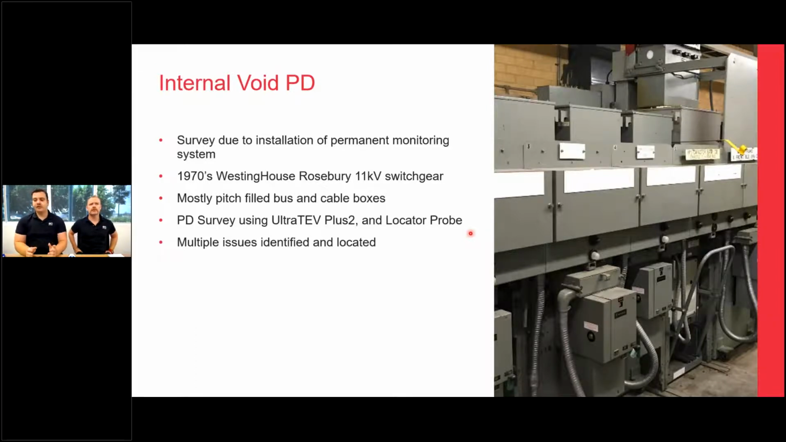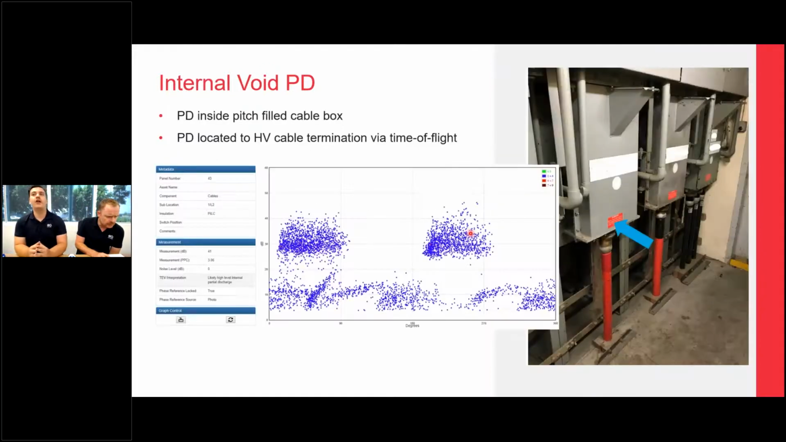What we had found originally was we went along the front of the board and we found lots of different issues. The board had multiple PD defects that we were picking up. On the front of the circuit breakers, we found a localized high on one panel, and then as we moved around to the rear of the board, we found higher levels on one particular cable box. But due to the amount of PD sources present on the board, it was quite hard to localize. So that's where we started to use the UltraTEV Locator and its time of flight functionality.